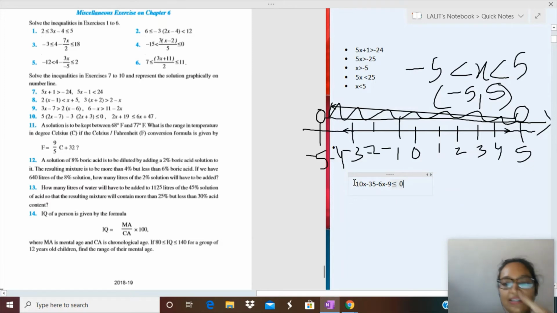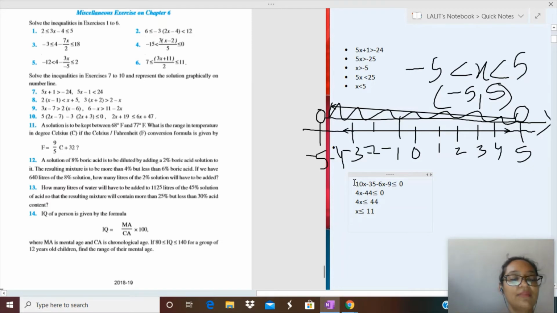So if I solve this, so 10x minus 6x will give me 4x further if I solve, and this will give me minus 35 minus 9 will give me minus 44. So we will have it like this and the sign and we have 0, right? So further this will be 4x, this particular sign and 44. So if I solve it further, this will give me x less than equal to, dividing by 4 will give me 11. So this is my first part.